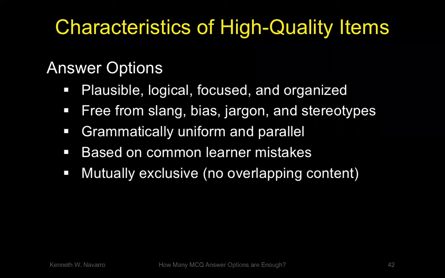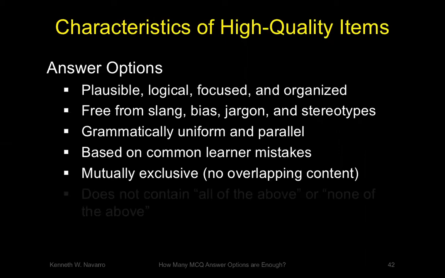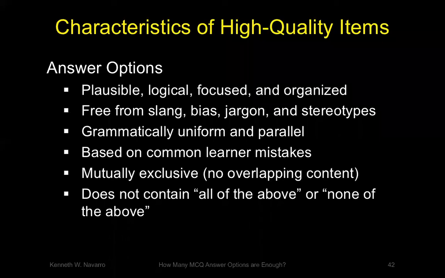The answer options should be mutually exclusive with no overlapping content. This is especially true for medication doses and ranges, for example, so that you don't have a correct answer that could fit within the range that you created for 2 answer options. And you don't want to write items that have all of the above or none of the above, because there you may not be testing knowledge of content, you may be testing something a little bit different.